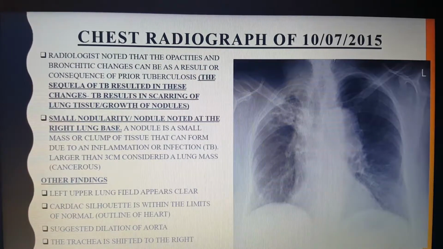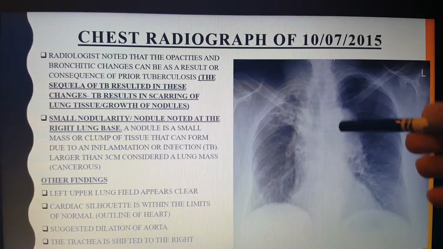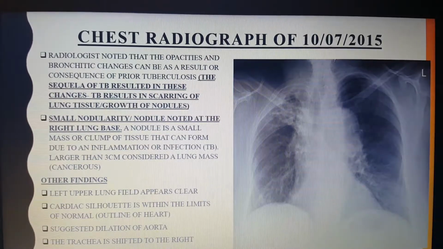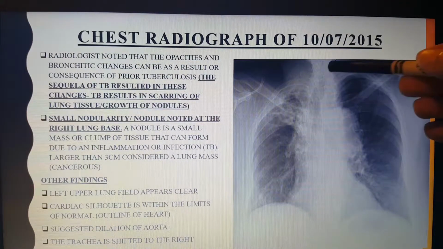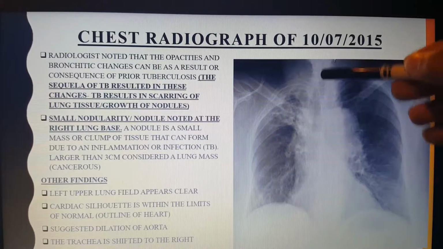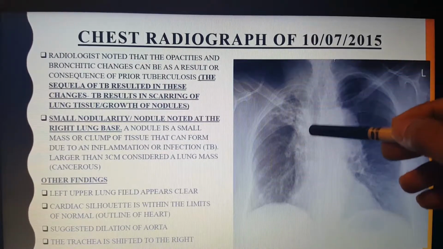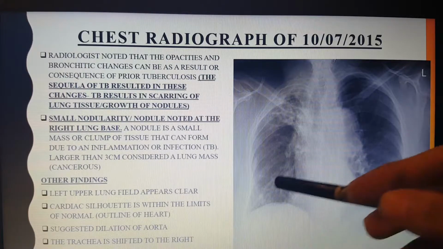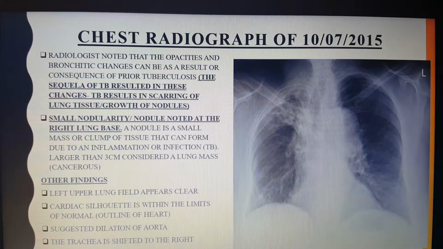However, he suggested that there could be dilation of the aorta. The aorta is in this region here. He also said that the trachea is shifted a bit to the right. As you can see here, it is not in the midline, but it's a bit towards the right side. And no pleural effusions, he said, are seen. Pleural effusion is basically the buildup of fluid in the pleural cavity, and he did not observe any of those changes in the 2015 chest radiograph.